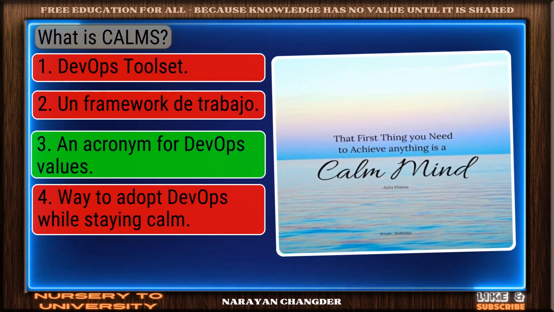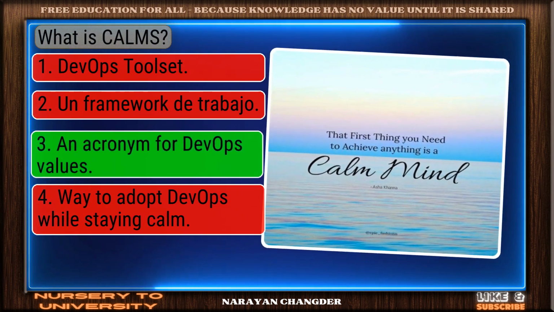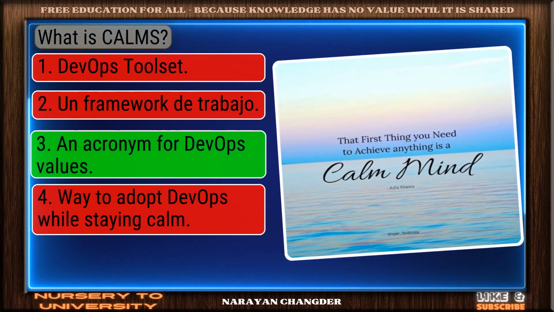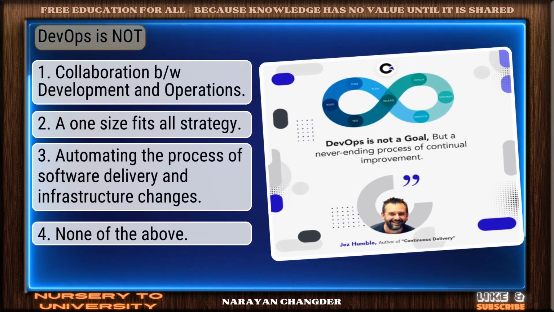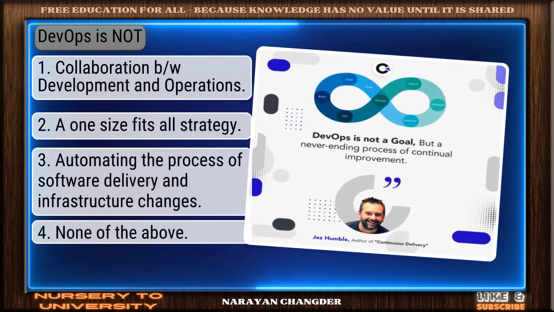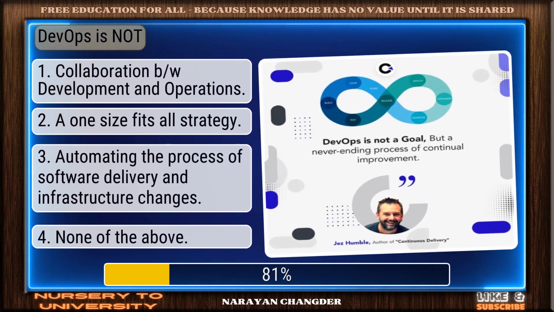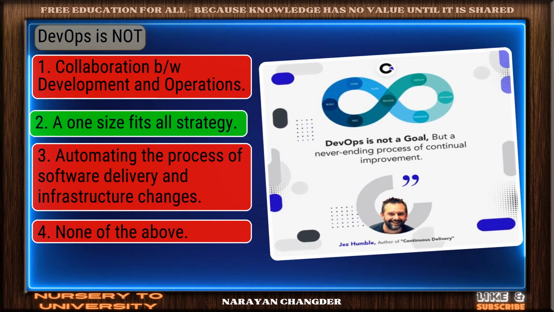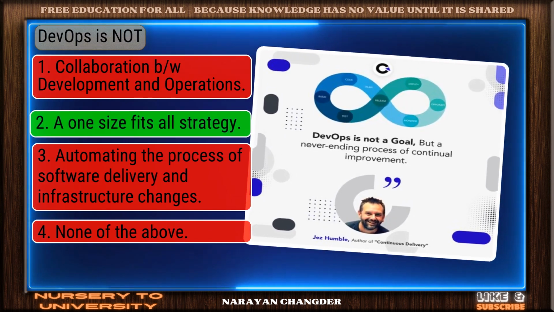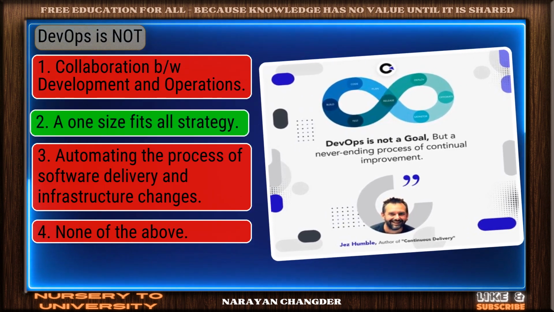Excellent. An acronym for DevOps values is a brilliant choice. Question number 80, DevOps is not. Correct response. A one-size-fits-all strategy is the most accurate answer.